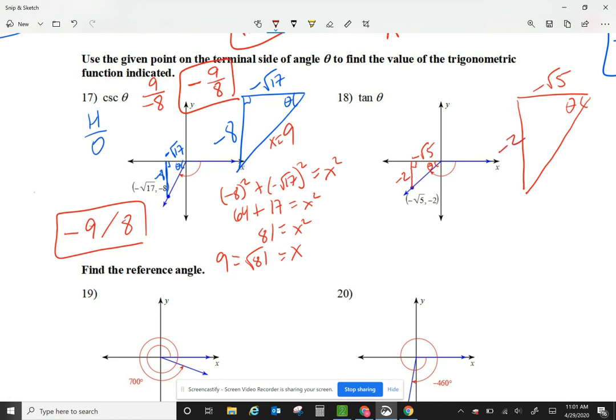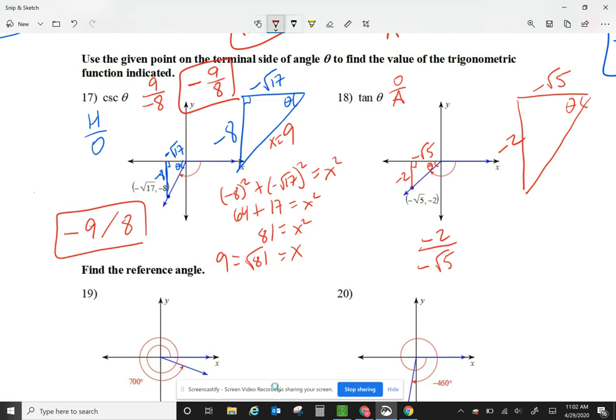Now for tangent, I need opposite over adjacent. I have what I need. I don't need to solve for hypotenuse in this case. I have the opposite is negative 2. I have the adjacent is negative radical 5. So let me write this as negative 2 over negative radical 5.